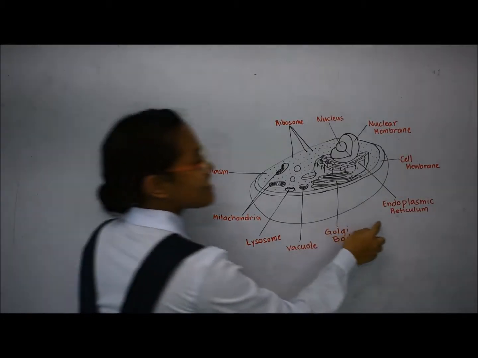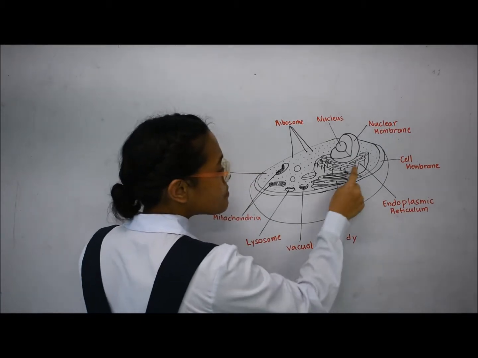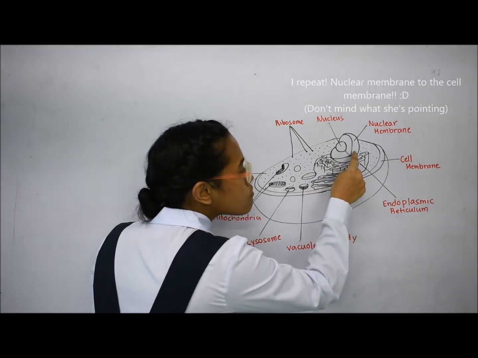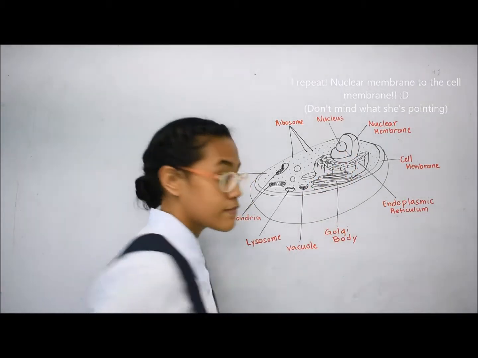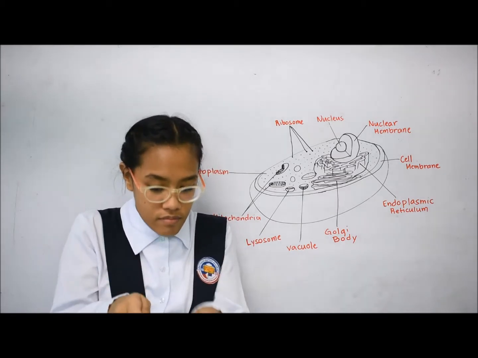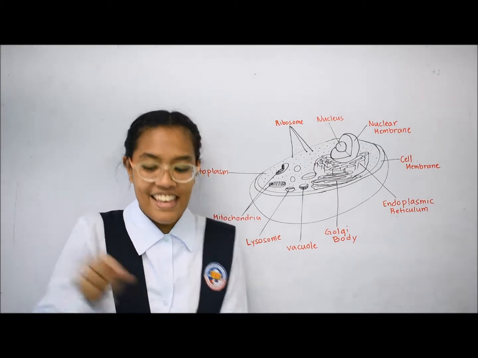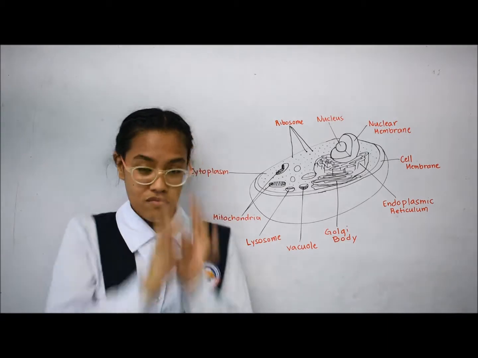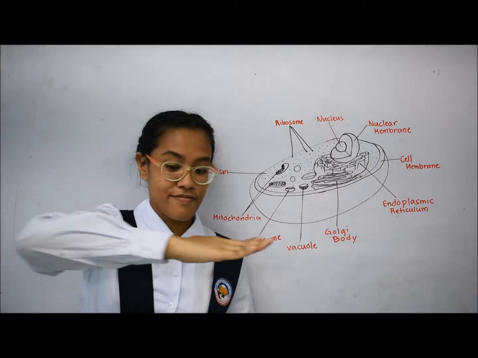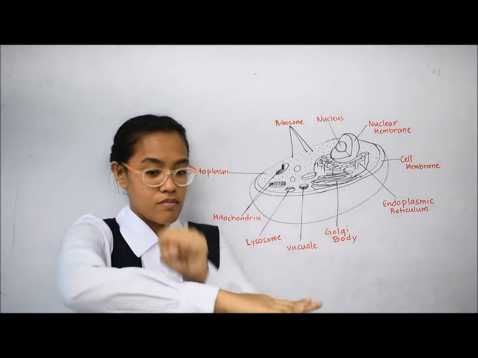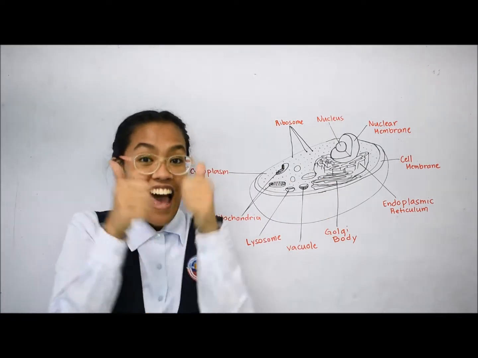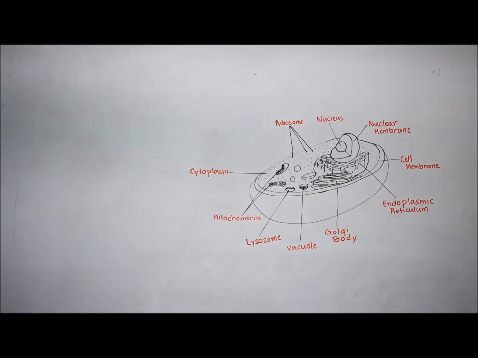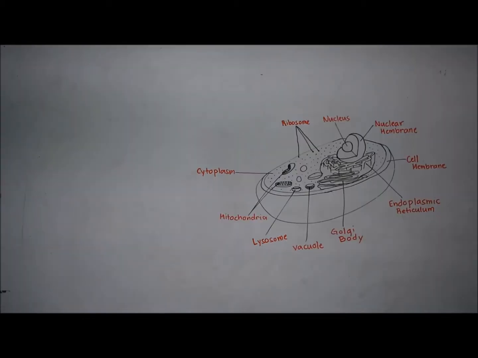Next up, the endoplasmic reticulum. The ER extends from the nuclear membrane to the cell membrane. It is a folded, tube-like membrane that moves materials, especially proteins, around the cell. It is the cell's transportation system. It can be found in both plants and animals.